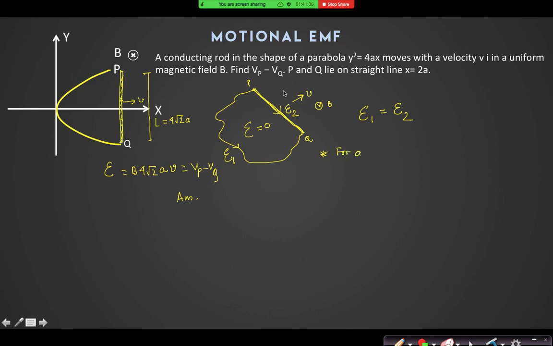Yes. For any arbitrary shape conductor, just replace it by a rod joining its ends. That's all. But here the magnetic field should be uniform. That you have to remember. Otherwise the flux will change.